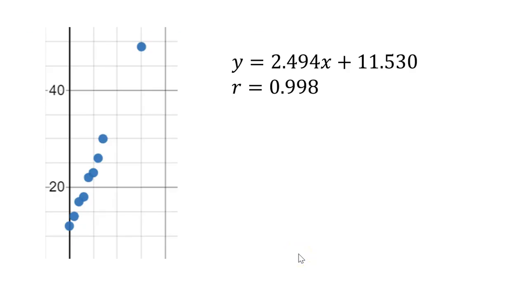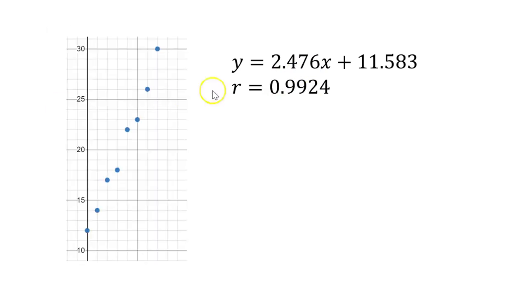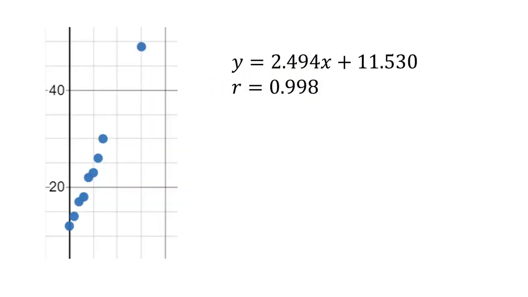Here I have graphed it in Desmos, and you can see it's an outlier, right? It's far away from all of my other points. However, it fits the general pattern. If I were to extend that line that we drew between the dots, that dot fits the pattern. If we look at the line of best fit, the slope is 2.494. In our original data, the slope was 2.476. That is not a big change.